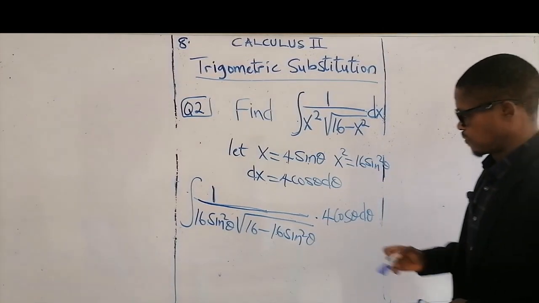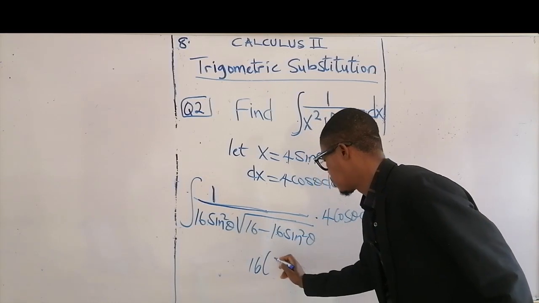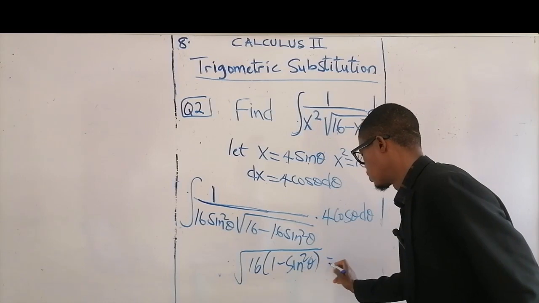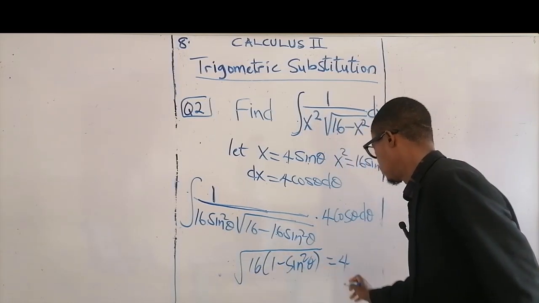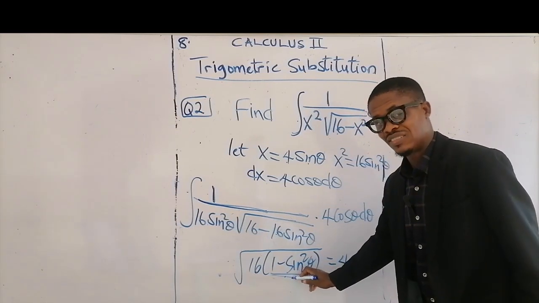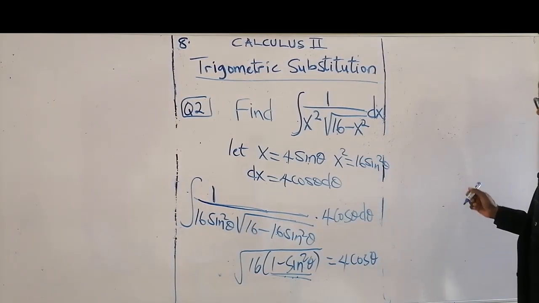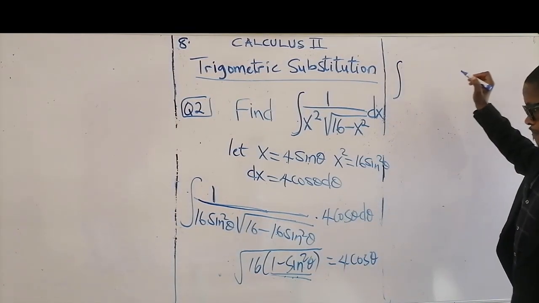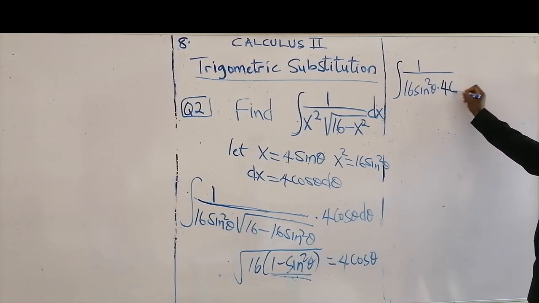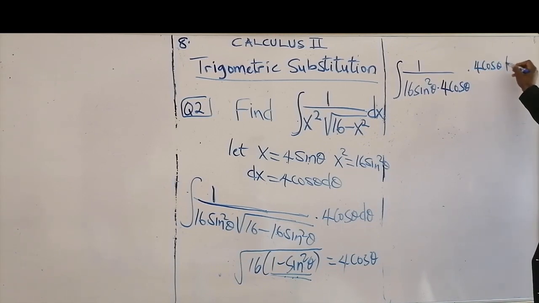Then let's solve this one here. That will be equal to 16 into bracket 1 minus sine squared theta. Take the square root of that. The square root of 16 is 4, and at the same time, by identity, 1 minus sine squared theta is cos squared theta, and the square root of cos squared theta will be cos theta. So we now have the integral of 1 over 16 sine squared theta times 4 cos theta, times 4 cos theta d theta.